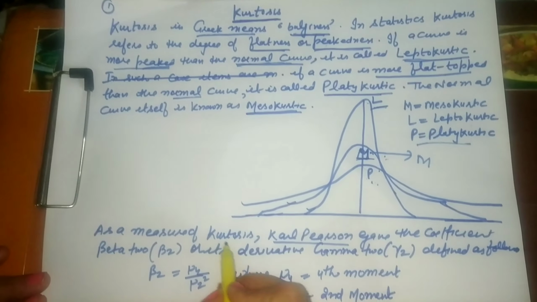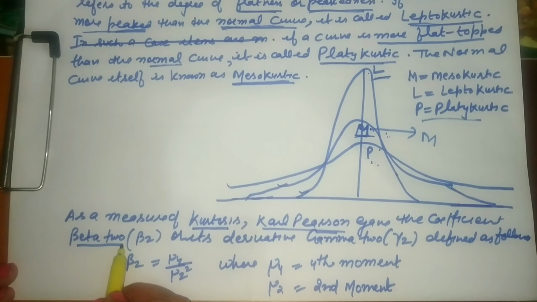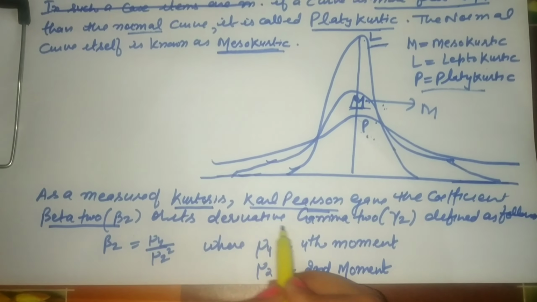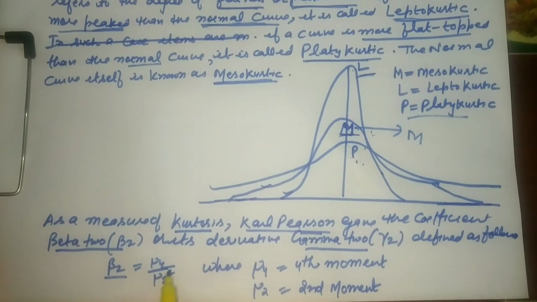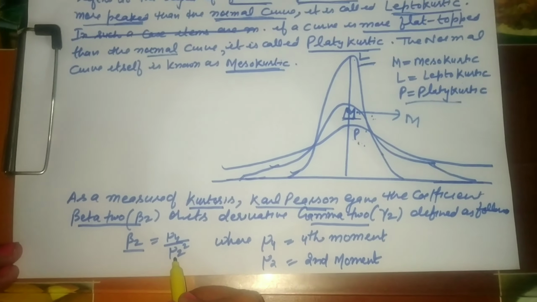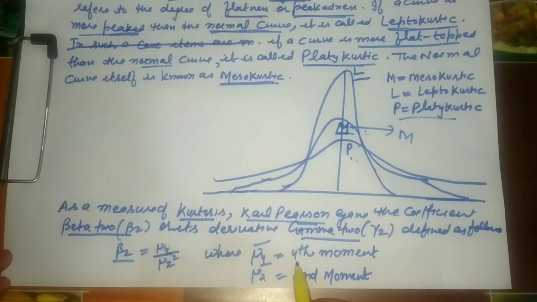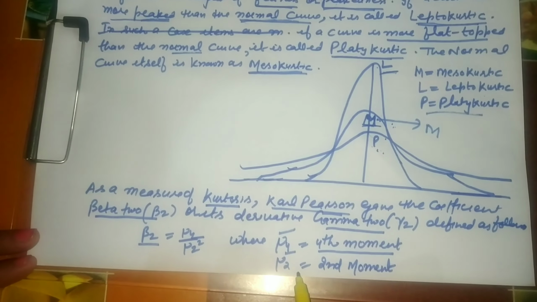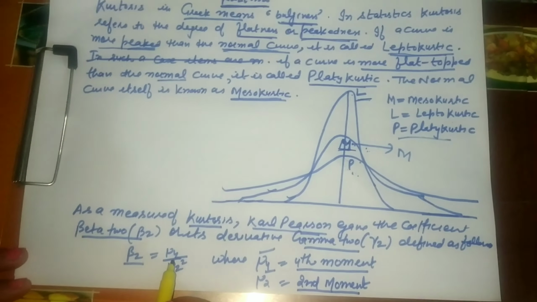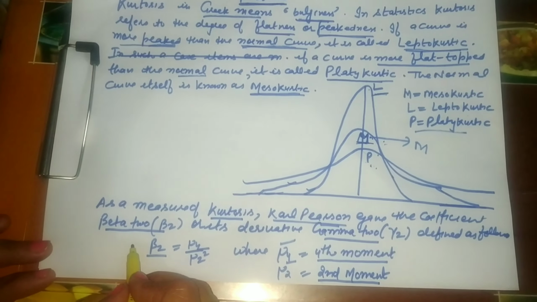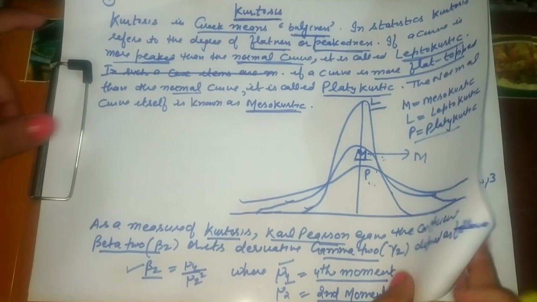As a measure of kurtosis, Karl Pearson gave the coefficient beta 2, or its derivative, gamma 2, defined as follows. Beta 2 is equal to mu 4 over mu 2 whole square, where mu 4 represents the fourth moment and mu 2 represents the second moment. So this is the way we calculate the kurtosis. This is the formula for beta 2, and next we will see gamma 2.